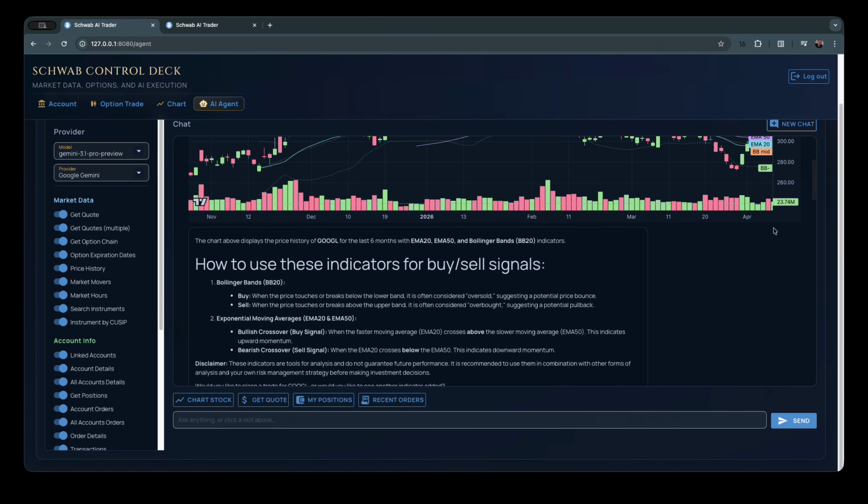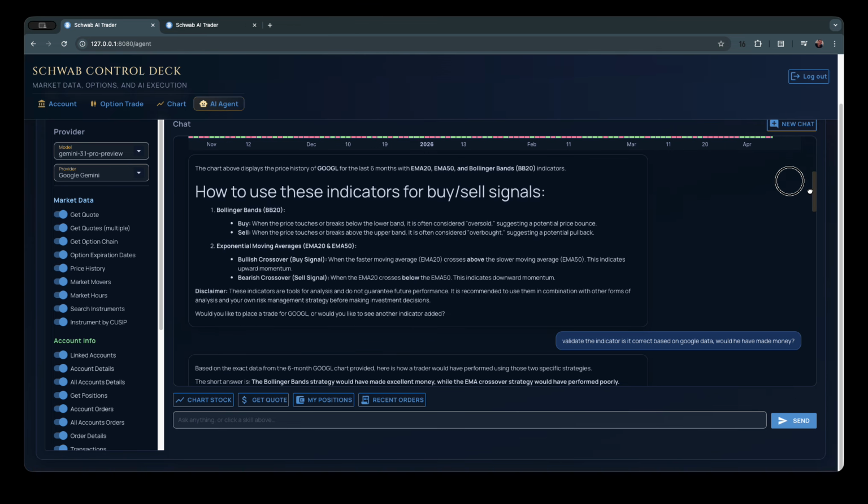Here it explains what it did in the chart. It created integrated indicators for buy and sell signals. Basically it told me that Google is now, I would say, overbought.